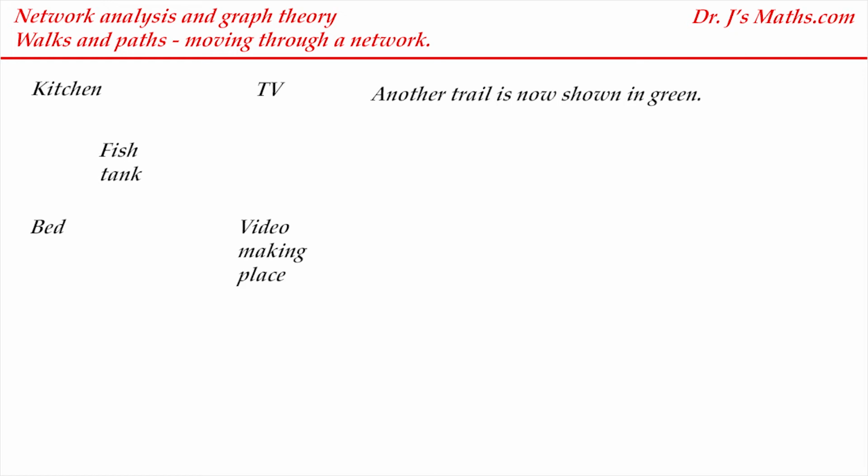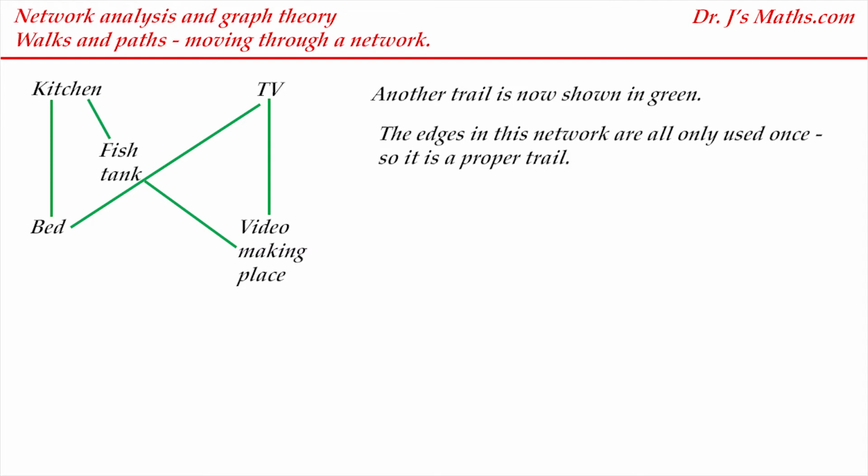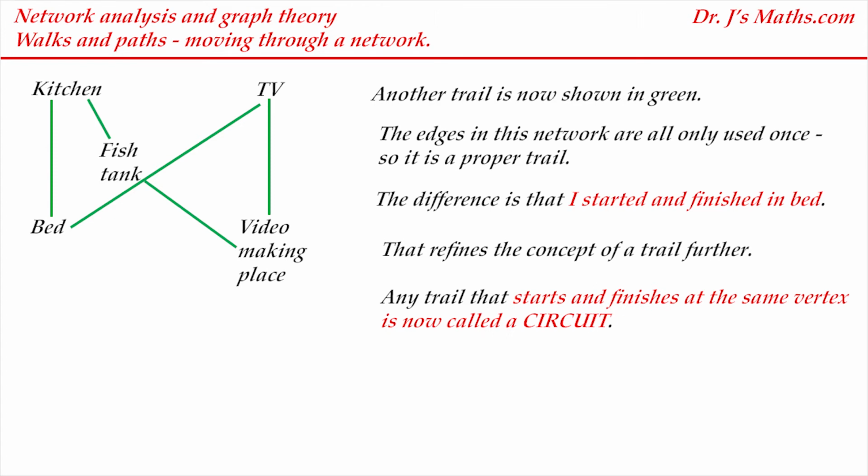I can also follow another trail. I could go from the bedroom to the kitchen, to the fish tank, to the video making place, to the TV, and later on back to bed. So I've shown that in green. The edges in this network are all only used once, so it's a proper trail. The difference is that I started and finished in bed. Very nice. That refines the concept of a trail further. Any trail that starts and finishes at the same vertex is now called a circuit.